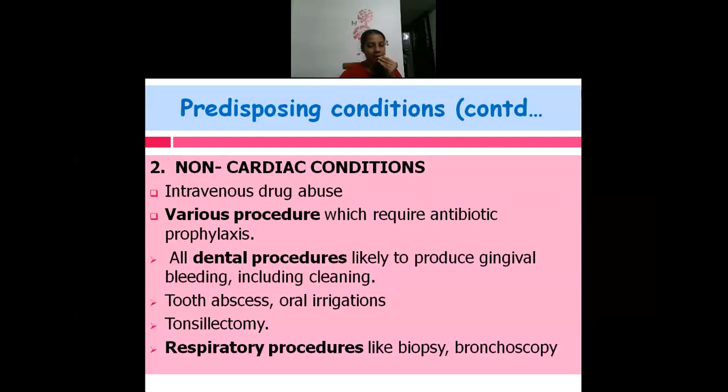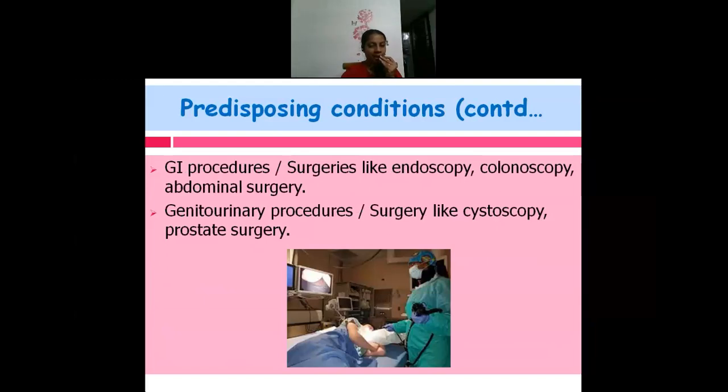Next is respiratory procedures. Now we know different respiratory procedures like biopsy can be done, bronchoscopy can be done, then GI procedures like endoscopy, colonoscopy, or major abdominal surgeries and all. During this time also, when the surgery is not done in an aseptic technique or when there is bacterial invasion and multiplication, it can result in endocarditis. Other than GI procedures, as I told, genitourinary procedures or even minor procedures like cystoscopy, where you are observing the urinary bladder, or prostate surgery, during that time also we can be at risk of developing endocarditis.